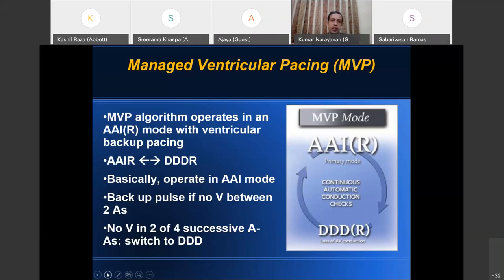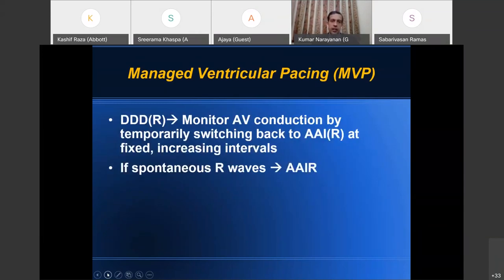Twice in succession, then the device says, I'm going to switch to DDD mode. So let's see. If in DDD mode it continues for some time, then instead of extending the AV delay, what MVP does is it switches to AAI for one cycle. And if in that one cycle it has intrinsic conduction, it goes back to the AAI mode. And then it keeps going in AAI mode till intrinsic conduction fails.